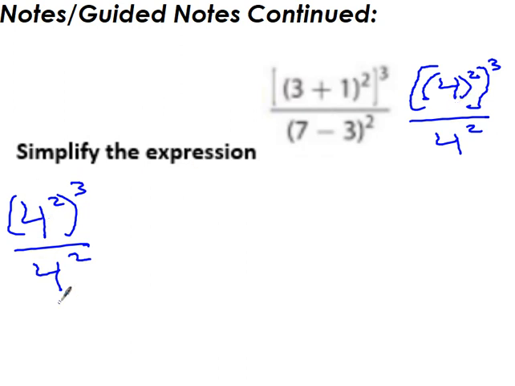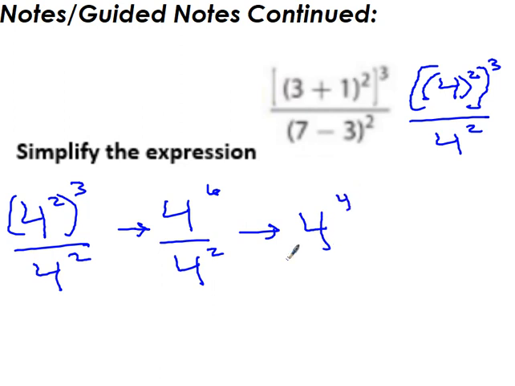Now, before I start worrying about the division, I want to simplify the top first. Simplify my numerator. So I have a power raised to another power. Whenever I have a power raised to another power, I multiply the exponents. 2 times 3 is 6. So that's 4 to the 6th over 4 squared. Then because I'm dividing, it's the quotient of powers, when we subtract. And that's 4 to the 4th power. We'll leave it there.